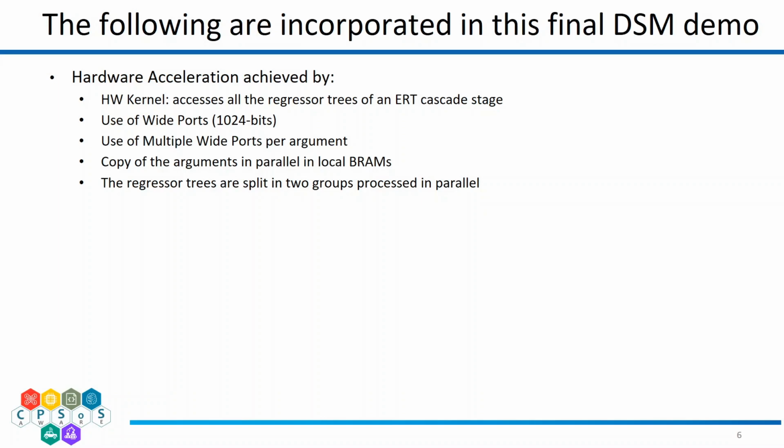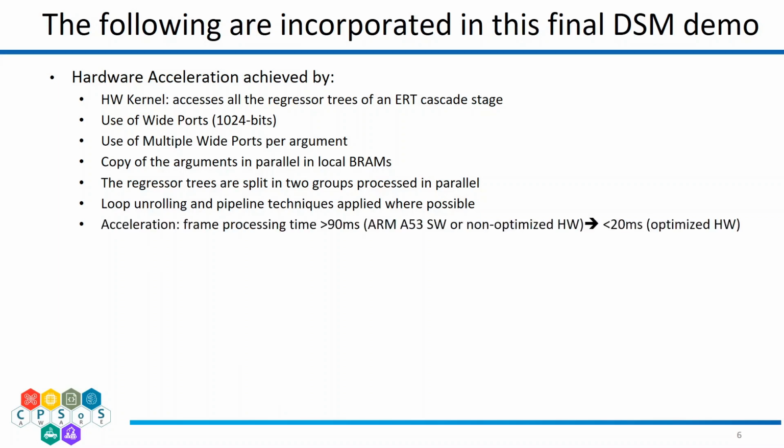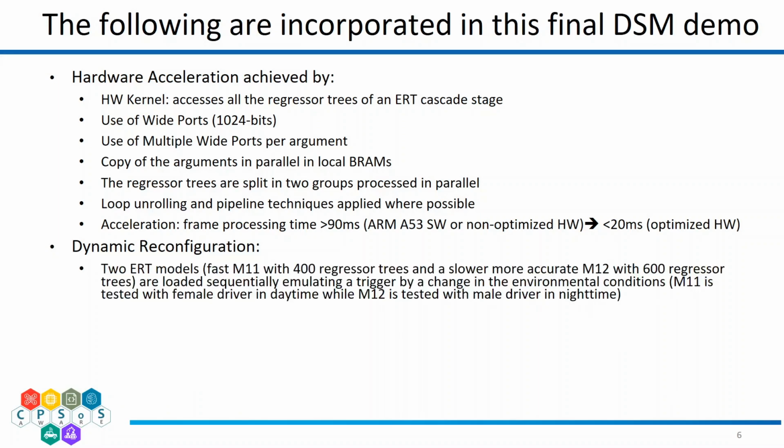Loop unrolling and pipeline techniques were applied, and thus the frame processing time was reduced from more than 90 milliseconds needed by an ARM A53 processor or a non-optimized hardware kernel to less than 20 milliseconds with an optimized hardware implementation. Concerning the dynamic reconfiguration, two ERT models from the table shown earlier are loaded sequentially, emulating a trigger by a change in the environmental conditions.